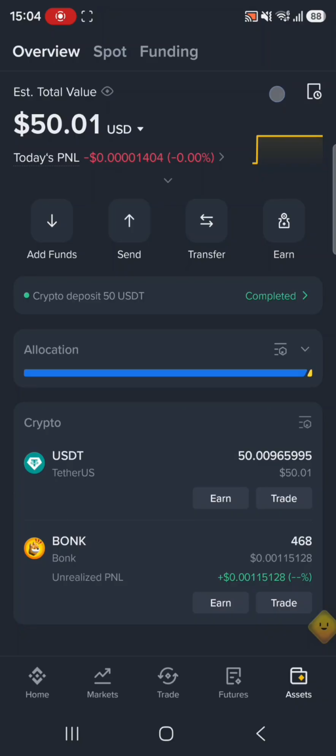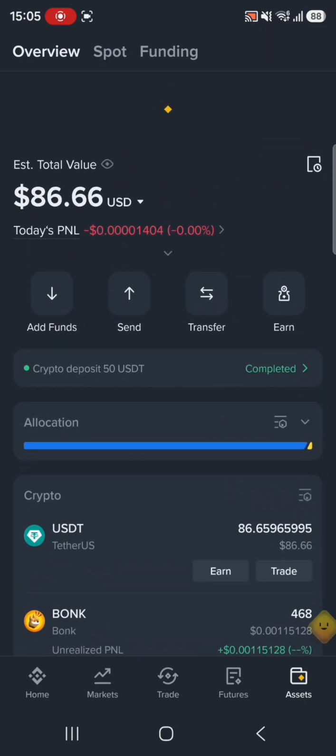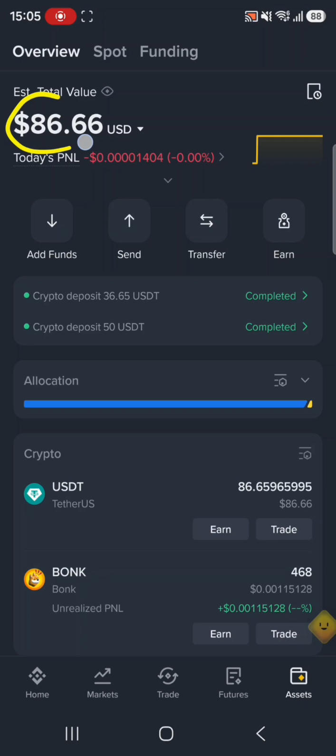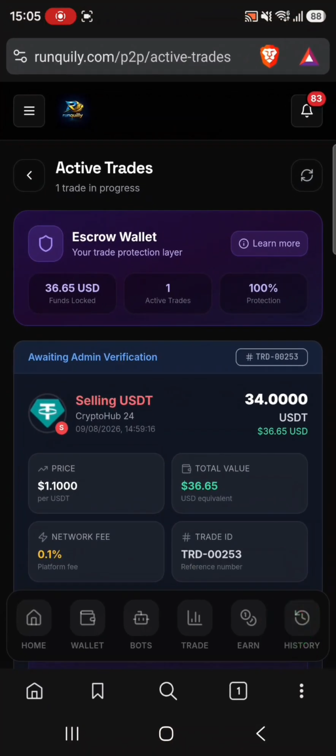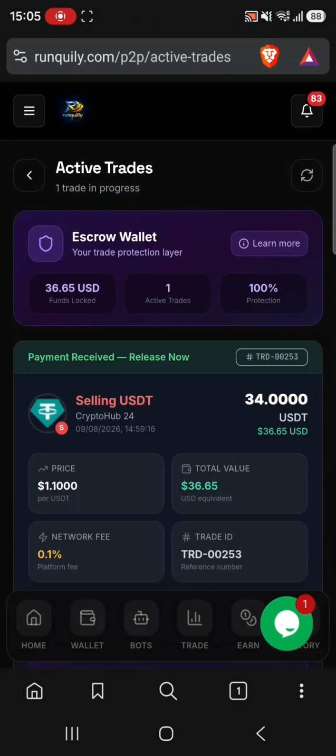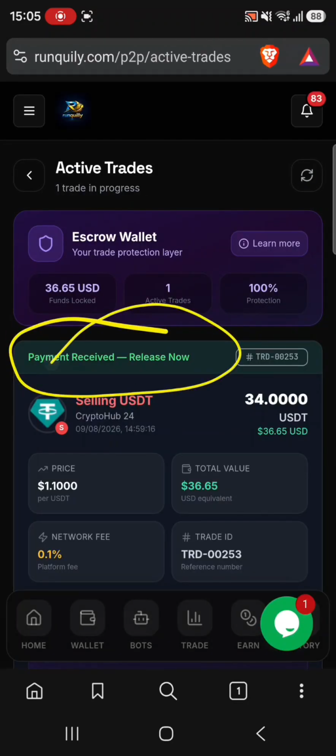So guys, I've got a confirmation that my arbitrage trade has been completed, and the funds have been sent to my Binance account. They can seem small, and I don't want my funds to be small, by the way, because we said that the best capital is 200 USDTs. So today we'll get to that, and you can see my balance has changed, and I can release my P2P arbitrage now. You can see payment received, release now.